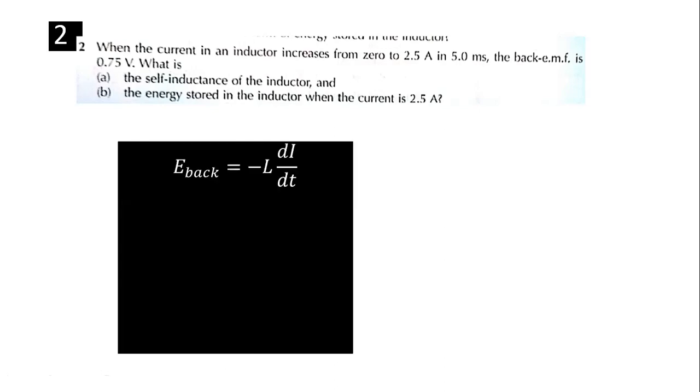Let's go to question 2. When the current in the inductor increases from 2.0 to 2.5 ampere in 5 milliseconds, the back EMF is 0.575 volt. What is the self-inductance of the inductor? What formula to use? E equals negative L dI/dt. And then from there, you can get your L. Don't bother about the negative sign. Take the dI/dt down.